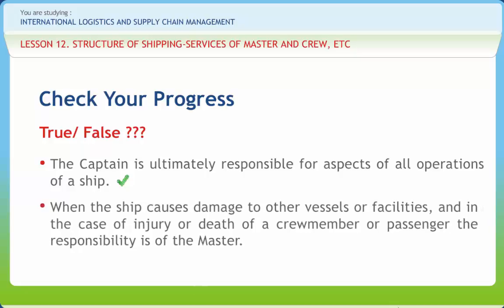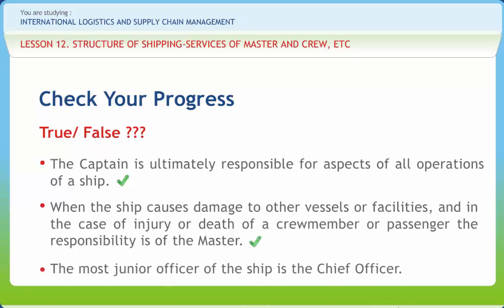When the ship causes damage to other vessels or facilities, and in the case of injury or death of a crew member or passenger, the responsibility is of the master. Right or wrong? Right. The most junior officer of the ship is the chief officer. Right or wrong? Wrong.